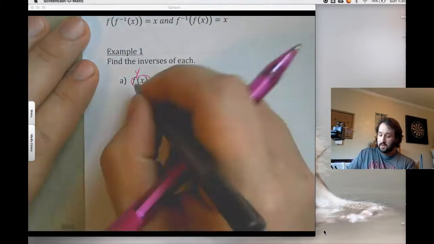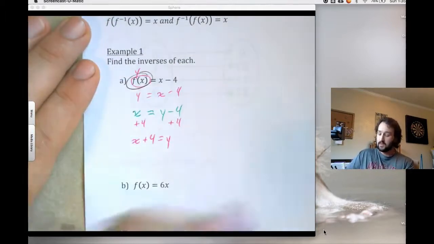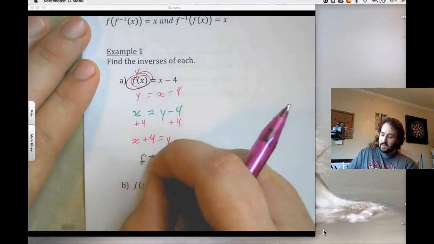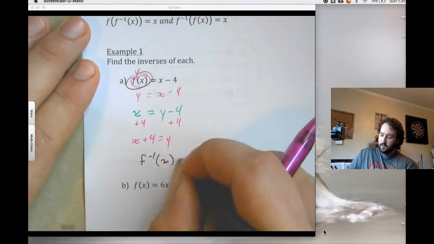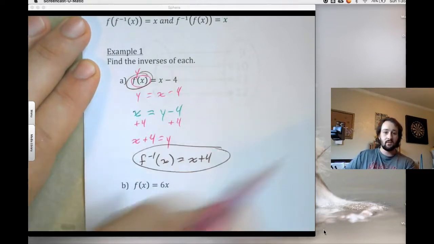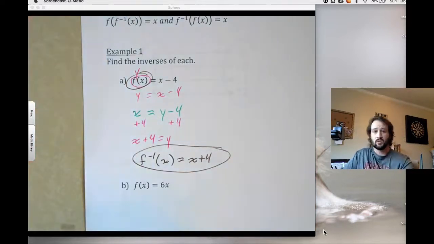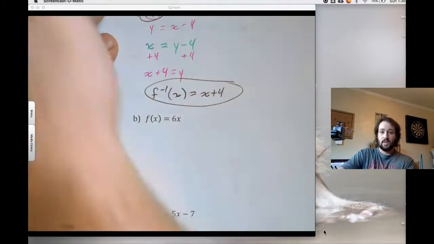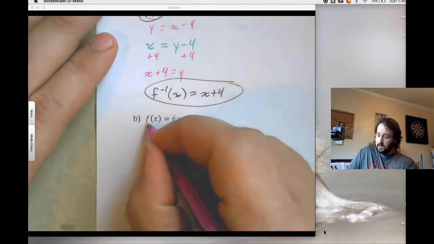Now, notice the original was notated with f of x. So my inverse is going to be f inverse, so f to the negative 1 of x equals x plus 4. That is my inverse. That's really all we're doing: switch x and y exactly where they are in the equation, resolve for y, and rewrite it in inverse notation form.